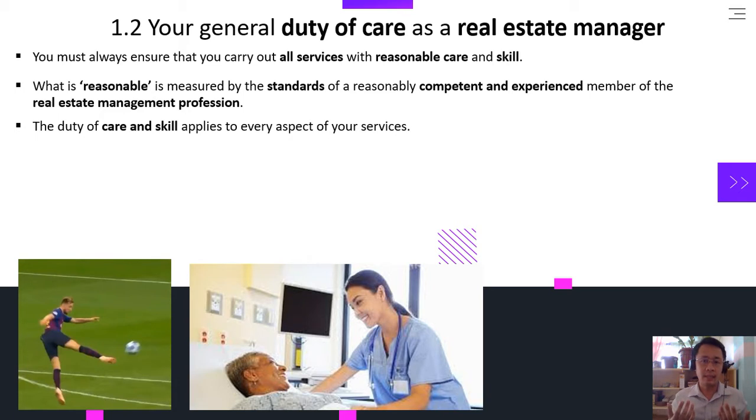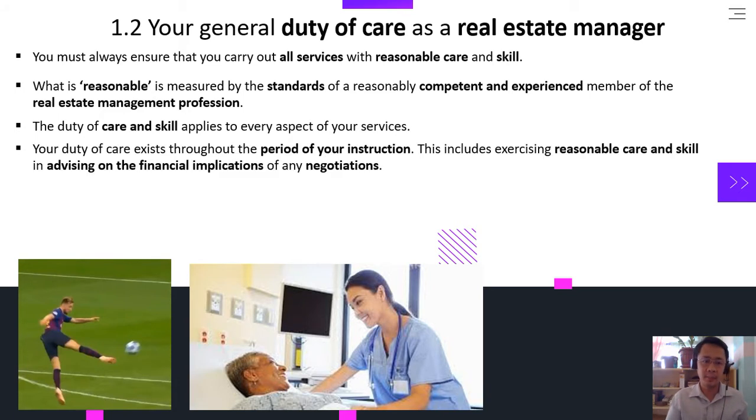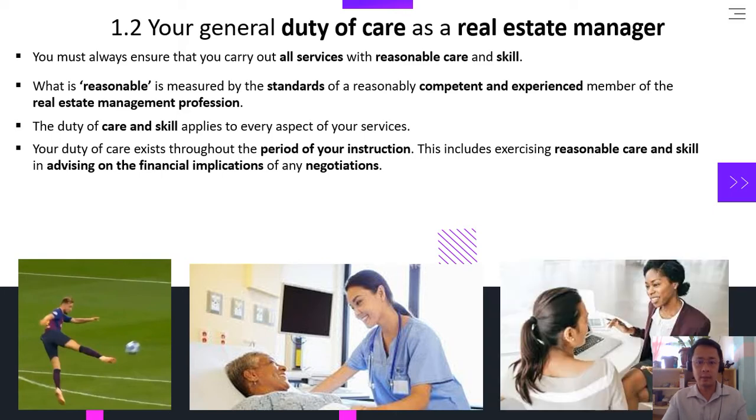So for us in the real estate industry, your duty of care exists throughout the period of your instruction. This includes exercising reasonable care and skill in advising on the financial implication of any negotiation. You must always look after their welfare.